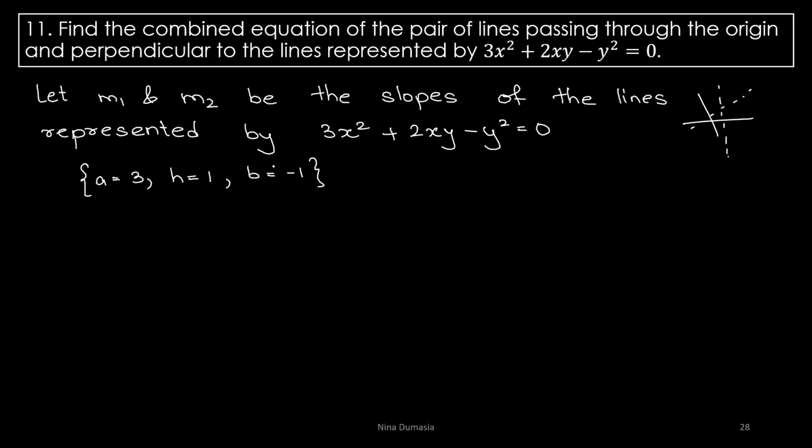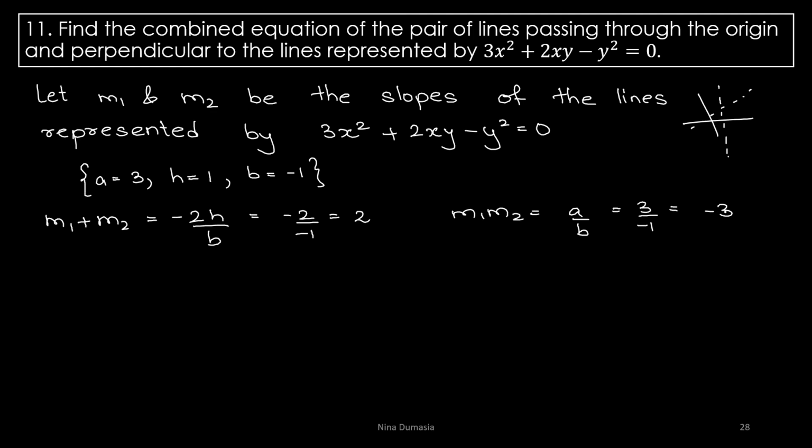Now, we can find m1 plus m2. m1 plus m2 is equal to minus 2h by b, which is equal to minus 2 by minus 1, which is equal to 2. And m1 into m2 is equal to a by b, which is equal to 3 divided by minus 1, which is equal to minus 3. Okay. Now, हमें क्या पूछा है?